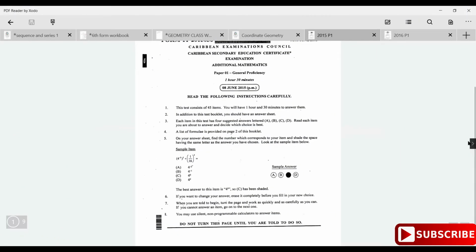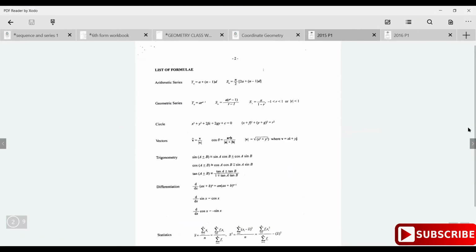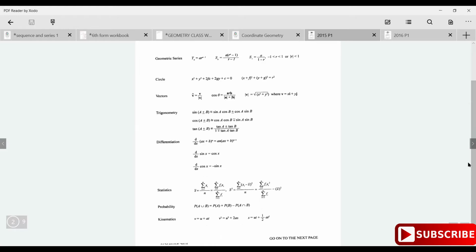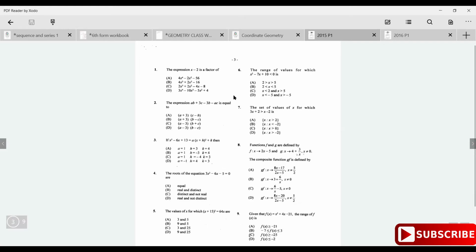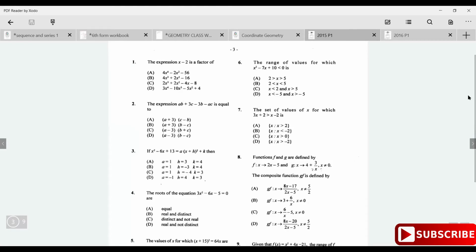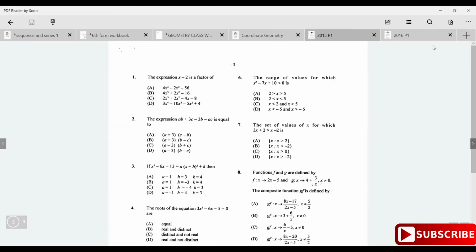Nice and easy. So this is just the formula sheet: sequence formula, circles, vectors, trigonometry, differentiation, kinematics, and statistics. Moving right along. So this question, all right. Now most of them are repeat questions from previous years.